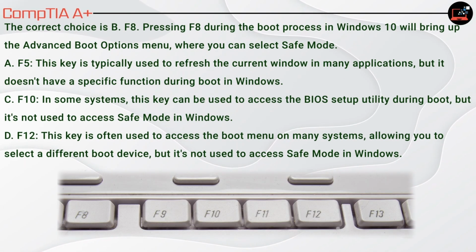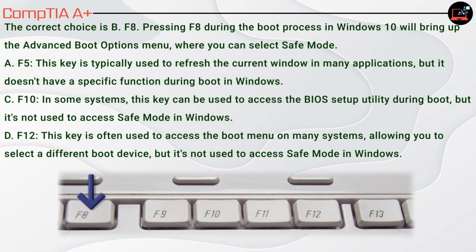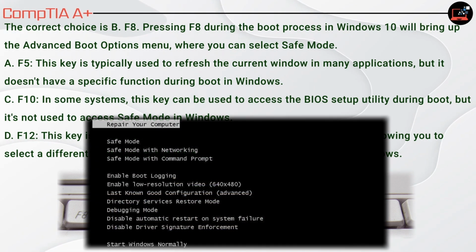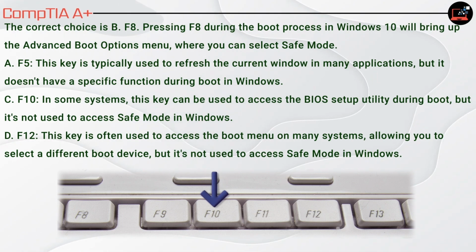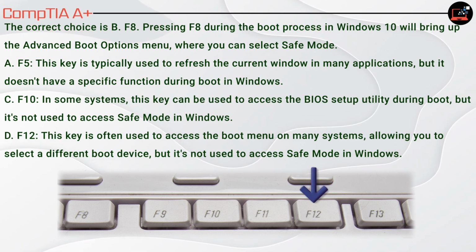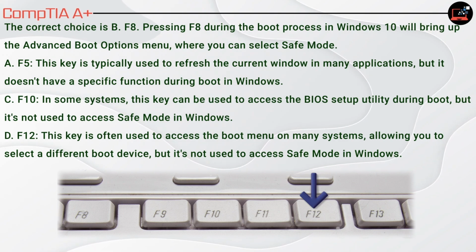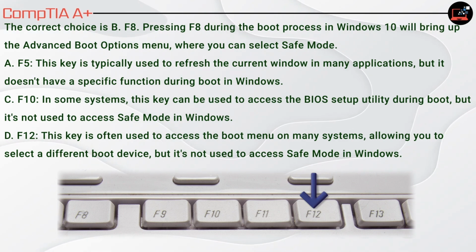The correct choice is B. F8. Pressing F8 during the boot process in Windows 10 will bring up the Advanced Boot Options menu, where you can select Safe Mode. A. F5. This key is typically used to refresh the current window in many applications, but it doesn't have a specific function during boot in Windows. C. F10. In some systems, this key can be used to access the BIOS setup utility during boot, but it's not used to access Safe Mode in Windows. D. F12. This key is often used to access the boot menu on many systems, allowing you to select a different boot device, but it's not used to access Safe Mode in Windows.